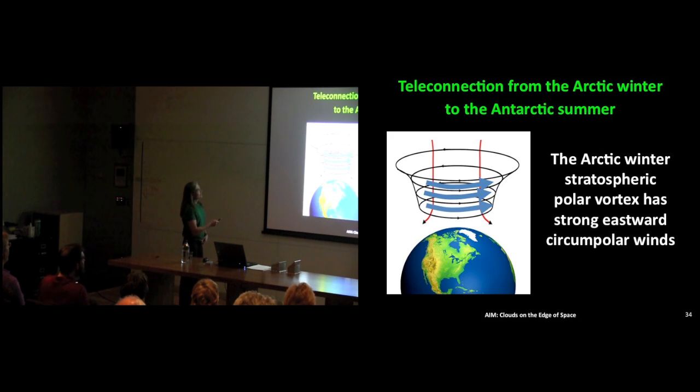Okay, so what we're talking about is teleconnection from the Arctic winter to the Antarctic summer. It all starts with the Arctic winter, and it actually starts in the troposphere, but I'm talking about the stratosphere here. If you look in the Arctic winter stratosphere, you have what's called the polar vortex. It's a big system of winds going in an eastward direction. They're basically circumpolar winds, so they're planetary in scale, going around the polar region. This represents the edge of the vortex. These are the winds going like this in an eastward direction. You have descending air inside the vortex, but we're not going to worry about that right now.